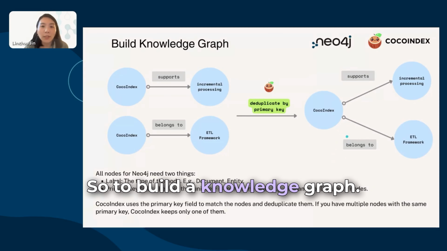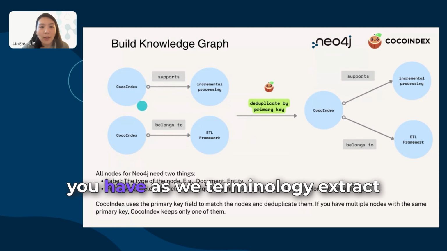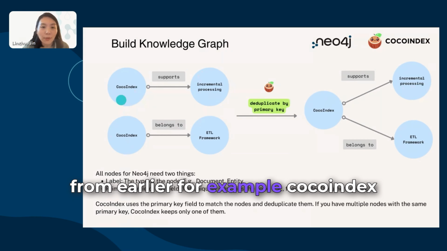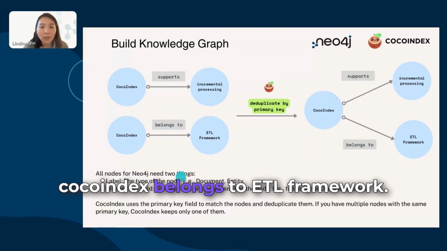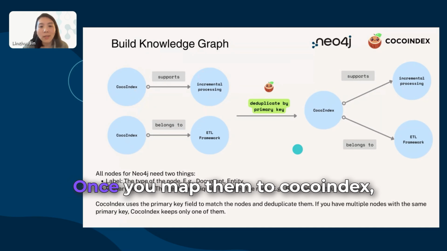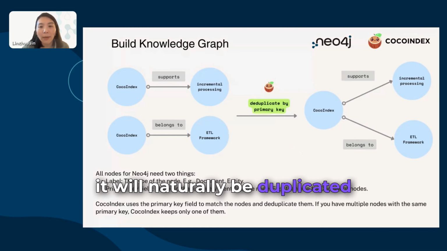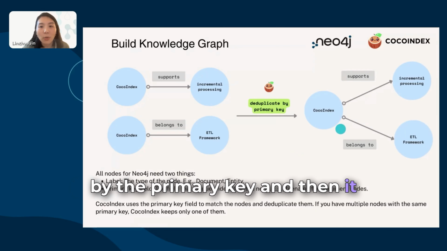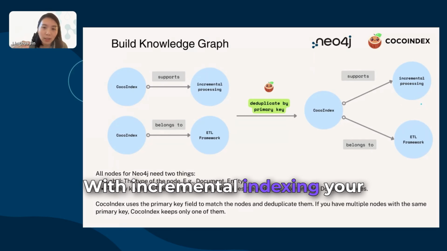To build a knowledge graph, as we see, there is the terminology extracted earlier. For example, CocoIndex supports incremental processing, and CocoIndex belongs to ETL framework. Once you map them to CocoIndex, it will naturally be deduplicated by the primary key, and then it will become a CocoIndex relationship with incremental indexing and ETL framework.